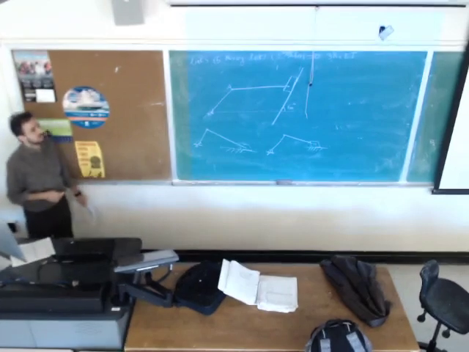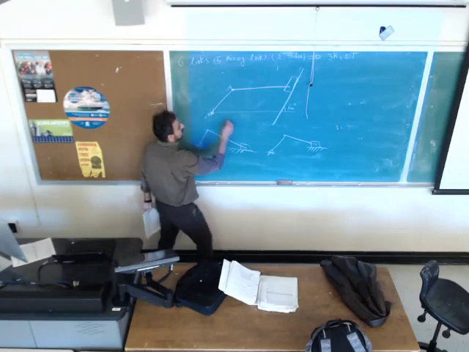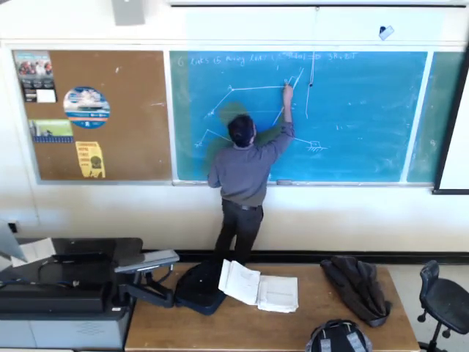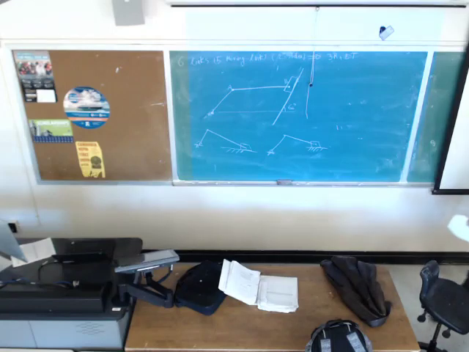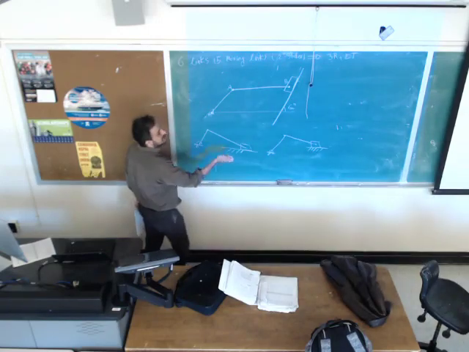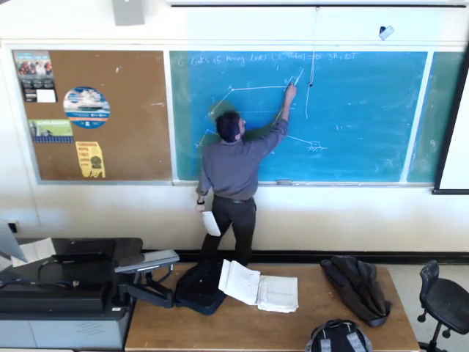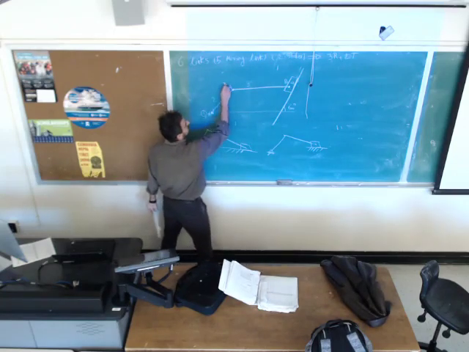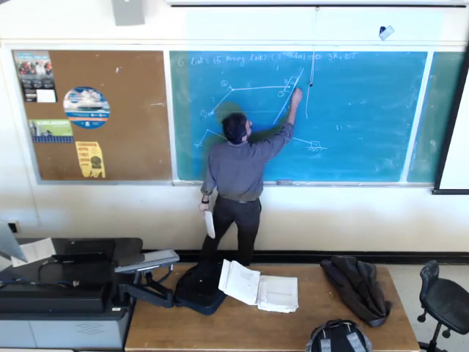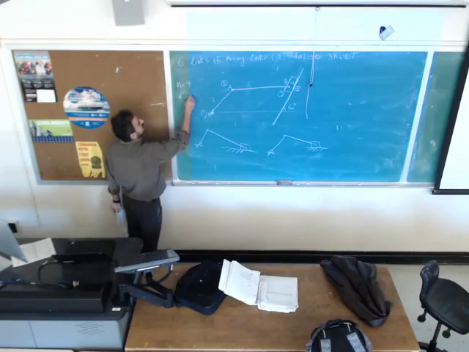So what if we have something like this? A slider crank with an angle. The idea would be the same. The number of links is still 1 ground, 2, 3, 4. Number of joints: 1, 2, 3 rotational, 4 translational. So 4 links, 4 joints, and degree of freedom is 1.